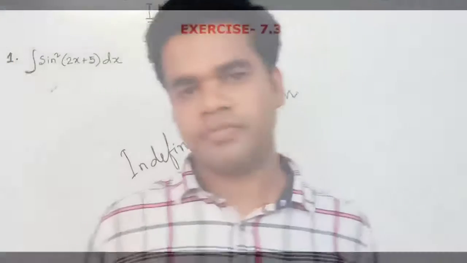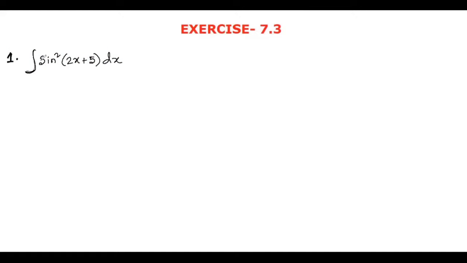In the exercise 7.3, question number 1 is given: sin square of 2x plus 5. Its integration you have to find. So integration of sin square (2x plus 5) dx. So here we will apply one thing. You know that 2 sin square x, we can write it as 1 minus cos 2x.